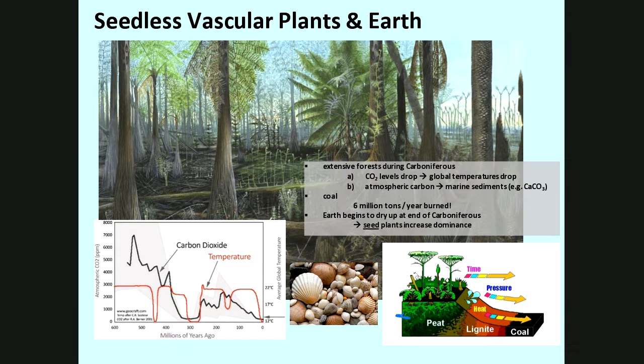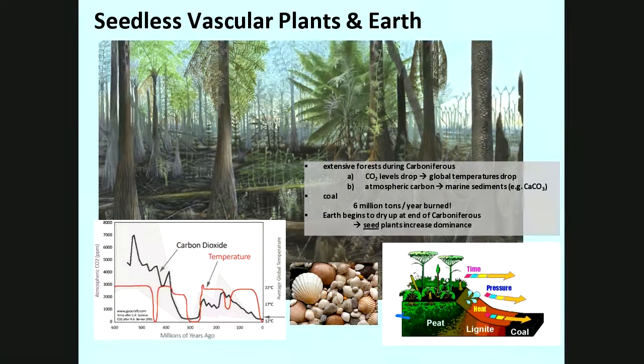So the Carboniferous period, when you look down through the fossil record, is an area where you see a lot of these coal deposits. Now, during the Carboniferous period, there was an awful lot of forests, okay? The carbon dioxide levels begin to drop, though, and the global temperatures begin to drop. Atmospheric carbon was also being taken up by organisms in the ocean.